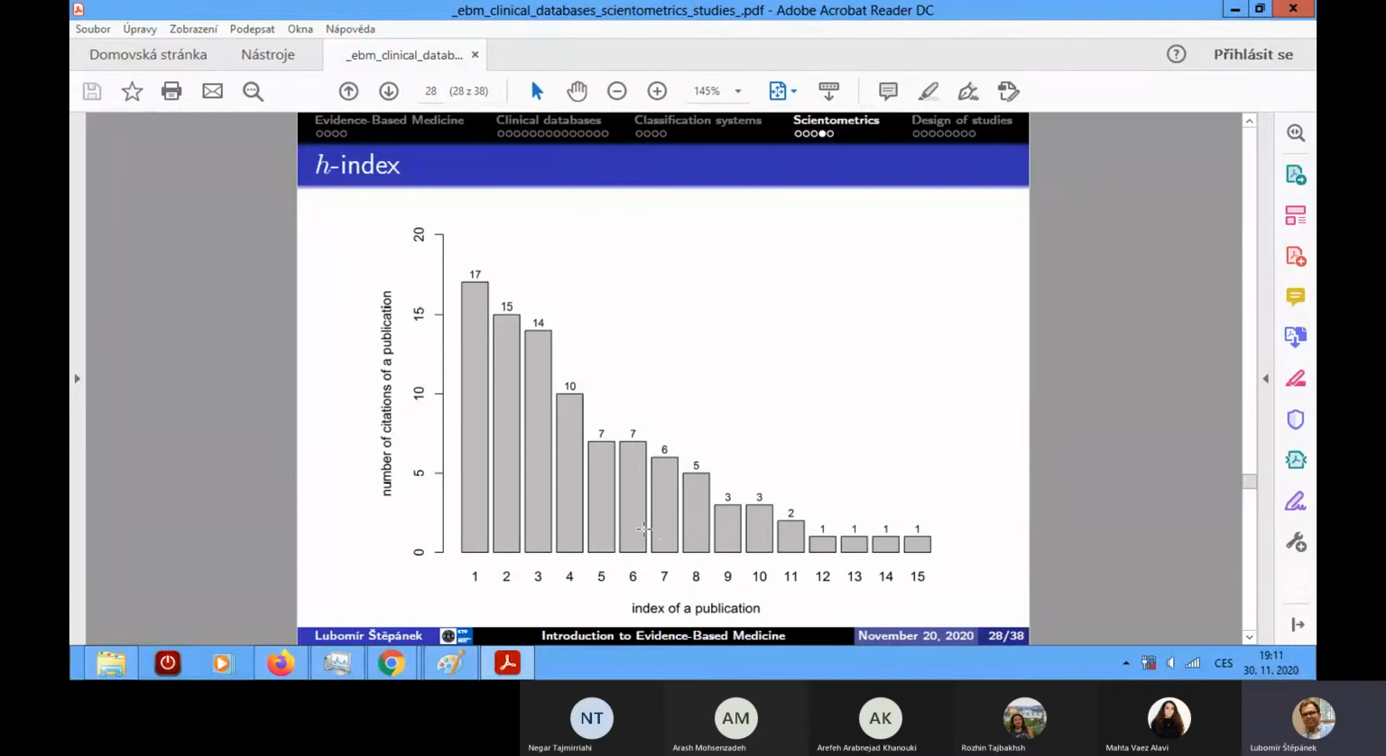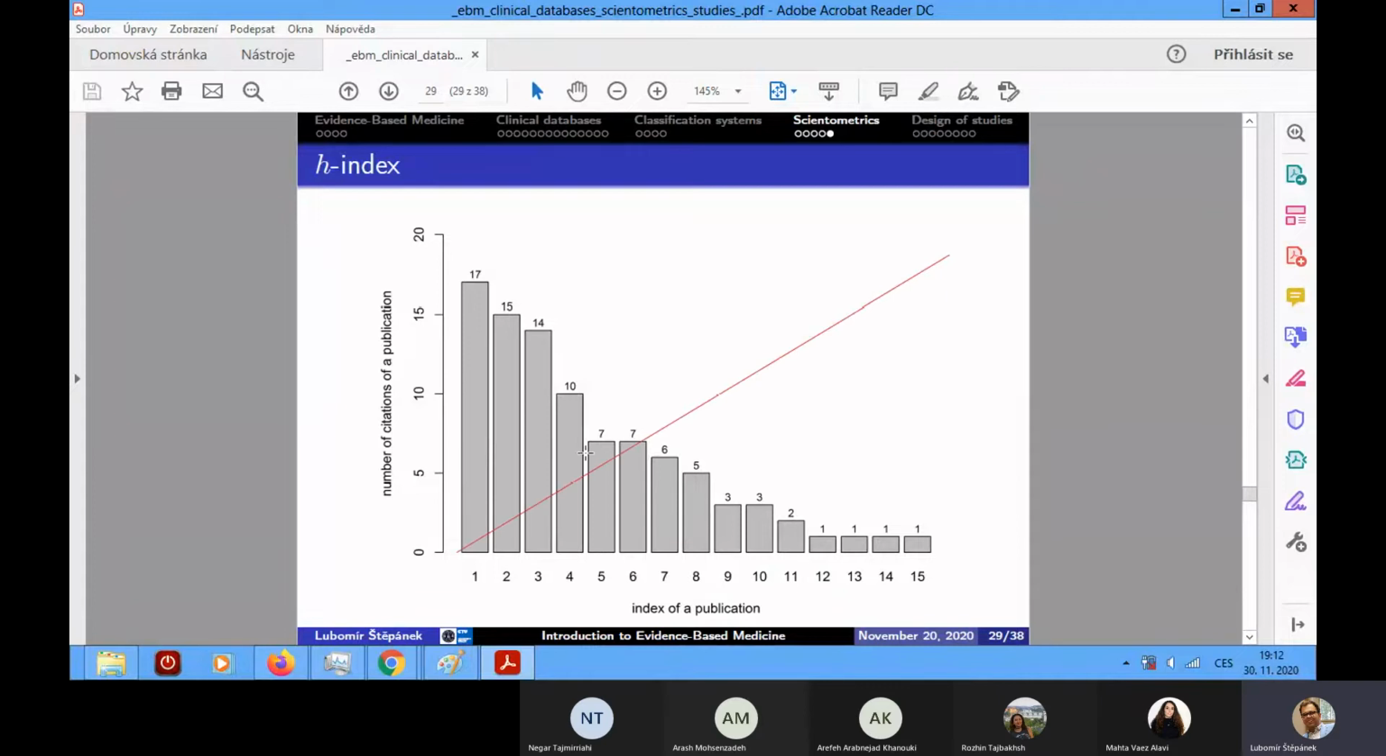So number 6 is the H index, because there are exactly 6 papers, such that each one of them was cited at least 6 times, because 7 doesn't work, but 6 does work. 6 papers, such that each one of them was cited at least 6 times. So 6 is the H index here.